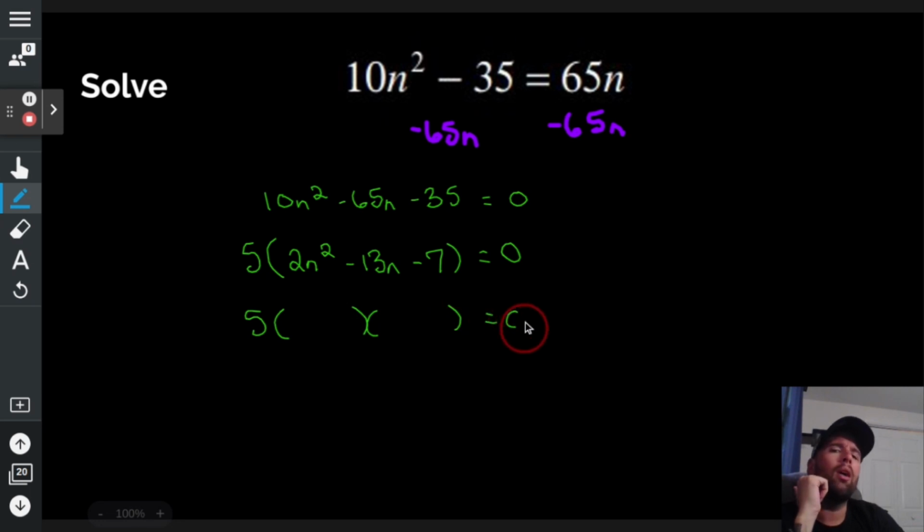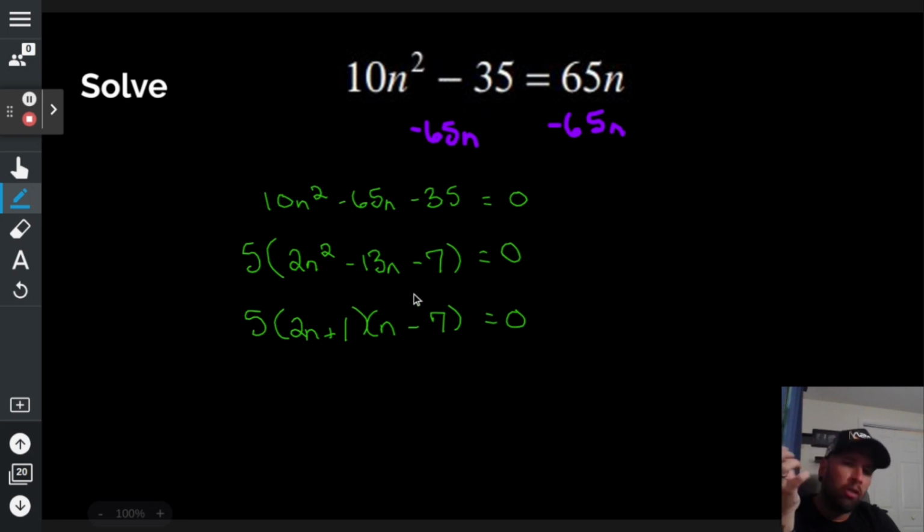Not right now. One of these has to be 2n. One of these has to be regular n. One of these has to be positive. One of these has to be negative. I'm feeling it has to be 7. It has to be 1. It has to be minus. It has to be plus. And that would give me 2n squared minus 14n plus n minus 7. I'm good.